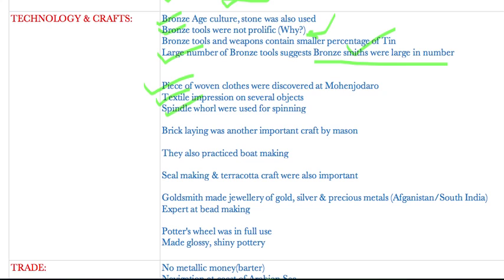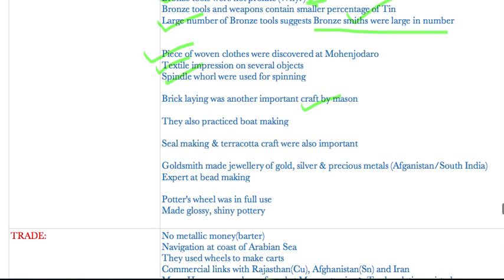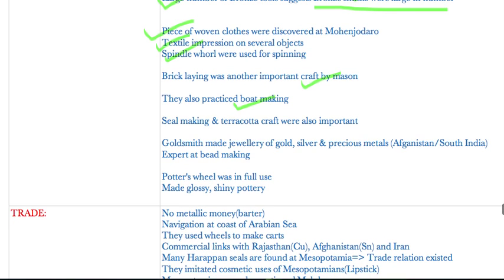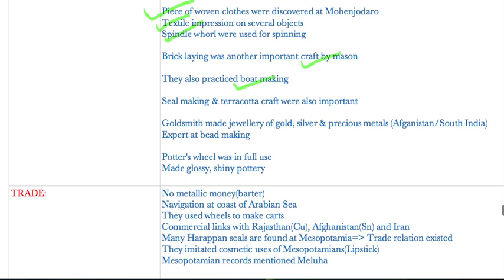So brick laying was another important craft by masons, because all the structures were made up of bricks and they were massive structures. They also practiced boat making, as you can see at Lothal and Dholavira, near Dholavira also. Then seal making and terracotta craft were also very important, and that we will discuss later on.